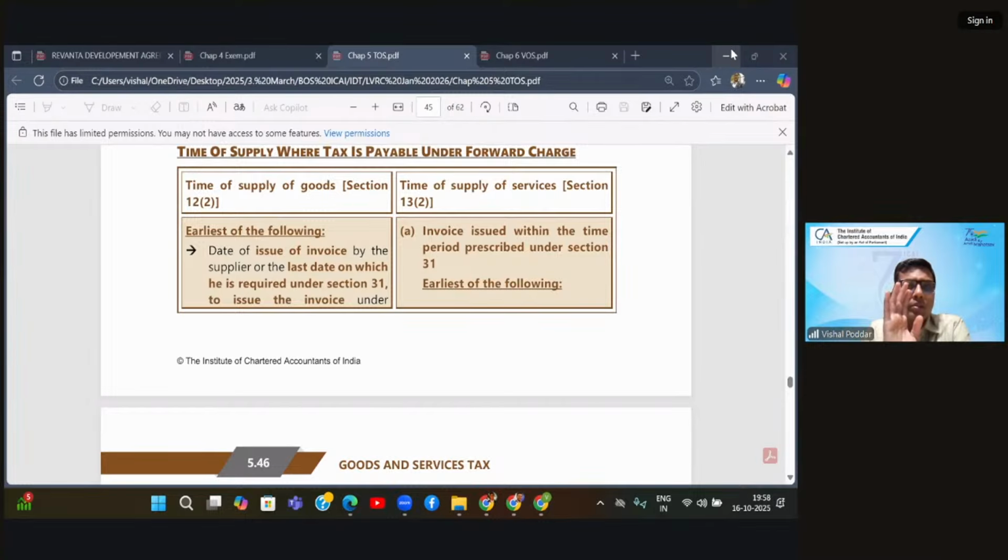This is what is time of supply of service for forward charge of services. I hope the first category of time of supply for goods and service under forward charge scenario is clear to everyone.